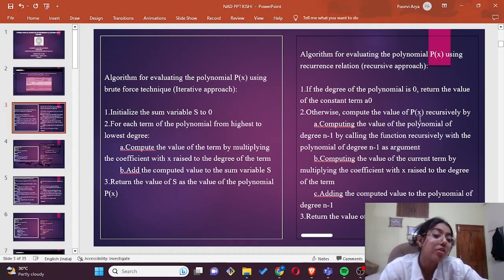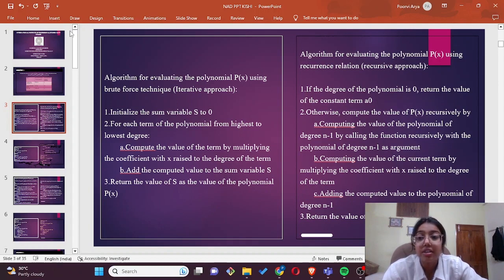Otherwise, compute the value recursively by first computing the value of polynomial degree n minus 1 by calling the function recursively with the polynomial of degree n minus 1 as argument. Then computing the value of current term by multiplying the coefficient with x.